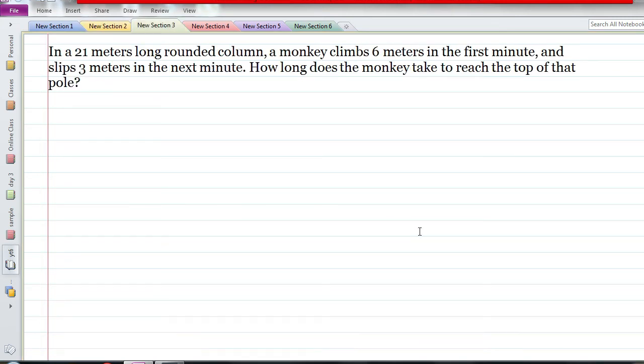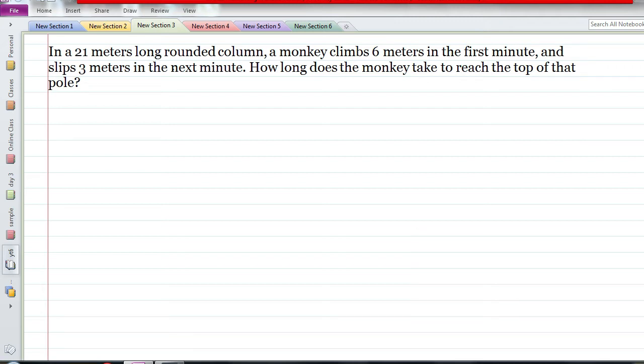In a 21 meters long rounded column, a monkey climbs 6 meters in the first minute and slips 3 meters in the next minute. How long does the monkey take to reach the top of that pole? So this is a very popular question from decades, and still this remains a popular question, and still students are confused somehow. So let me explain this type of question.